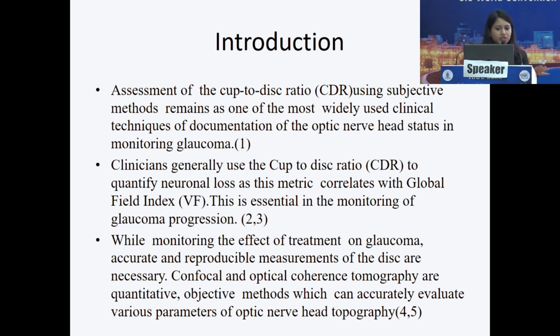And the clinicians generally use the cup to disc ratio to quantify neuronal loss, as this metric correlates with the global field index. This is essential in the monitoring of glaucoma progression. While monitoring the effect of treatment on glaucoma, accurate and reproducible measurements of the disc are necessary, and confocal and optical coherence tomography are quantitative objective methods which can accurately evaluate various parameters of the optic nerve head topography.